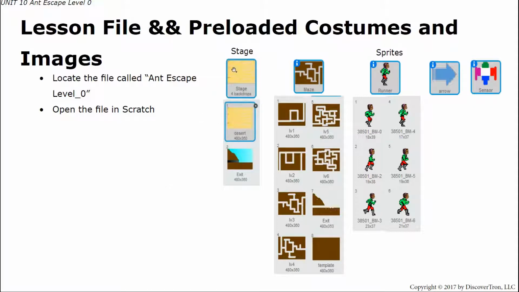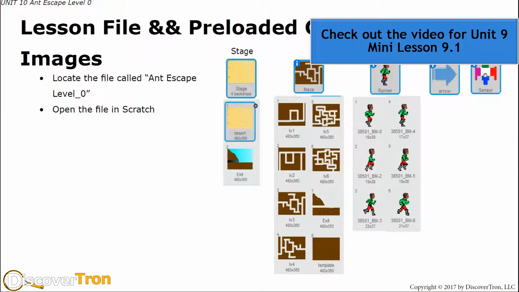Here's your stage. Your stage will have essentially 3 backdrops, or I guess 4 backdrops, sorry. And then over here in your program, you're going to have 4 sprites: the maze, the runner, the arrow, and the sensor. Didn't see the sensor back there hiding. Then in your maze sprite, you'll have these costumes, and for the runner, you'll have these costumes. The arrow and the sensor only have 1 costume.